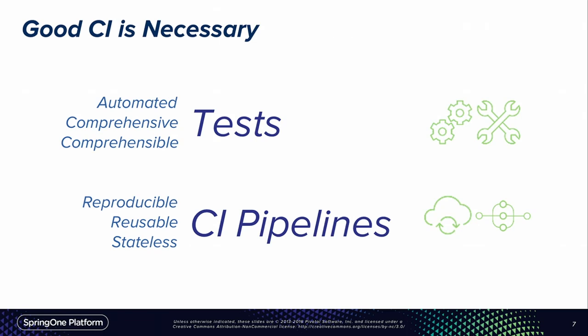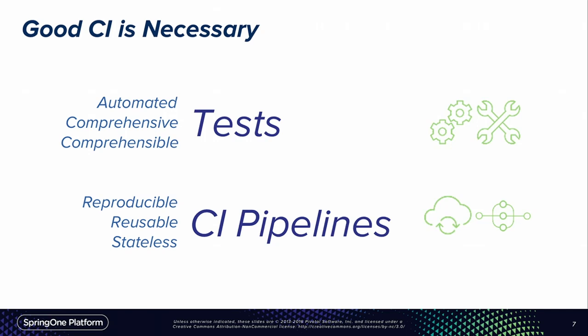And good CI is a necessary condition for confidence. You want to have automated, comprehensible tests. You want them automated because you want to be able to run them whenever. You want to know that they're run in a consistent manner. You want them to be comprehensive. You want them to cover as much as they can of your product surface area and catch your regressions.